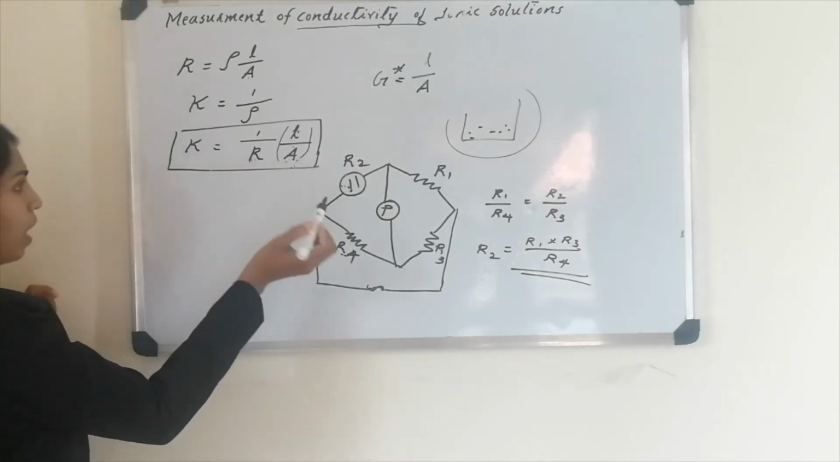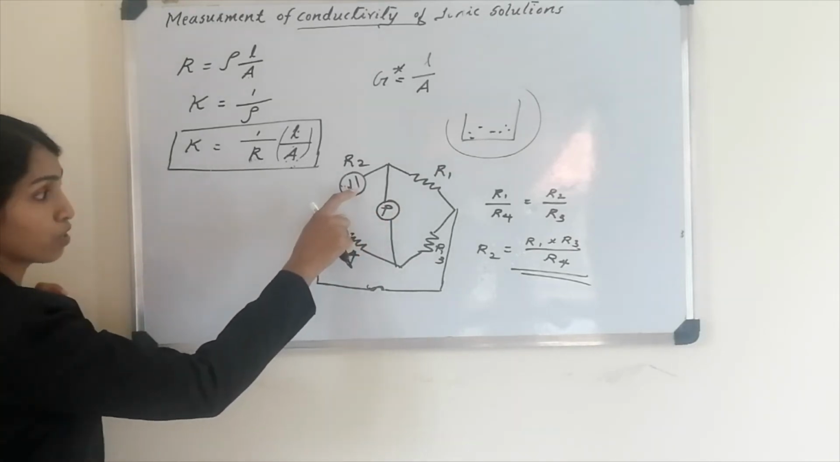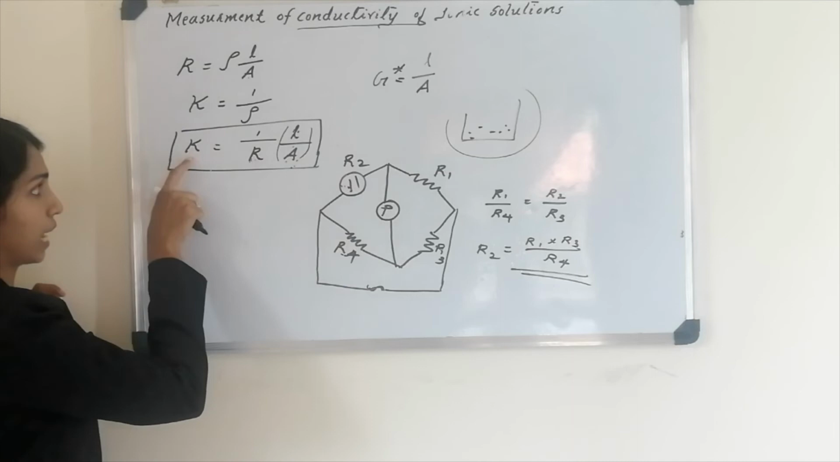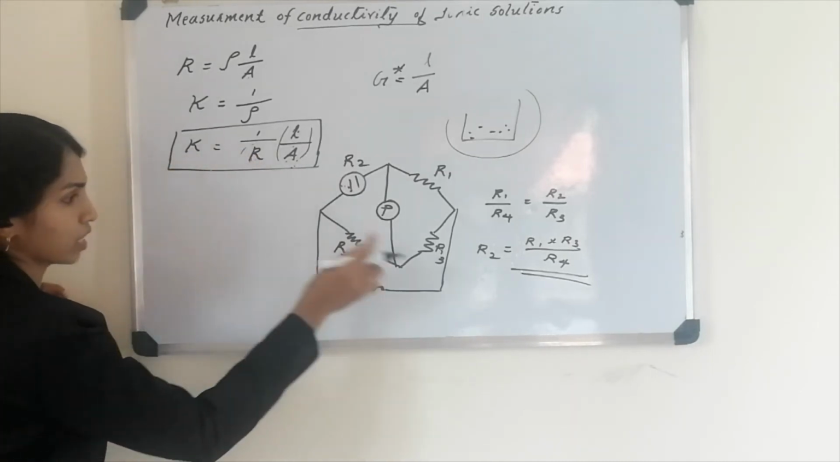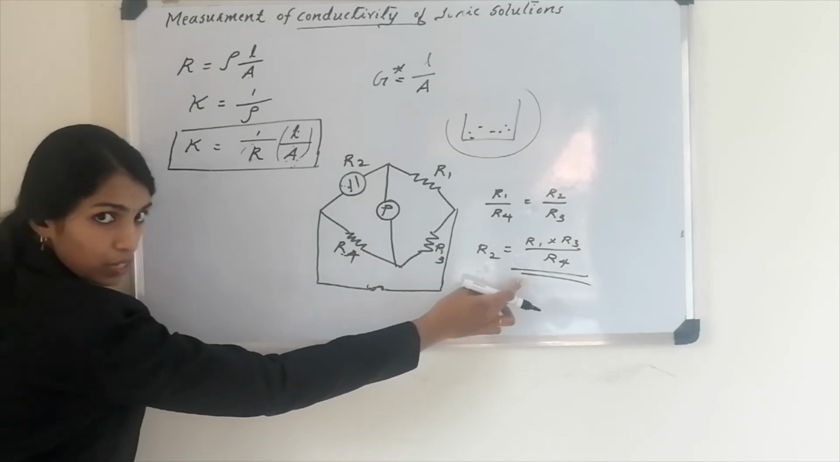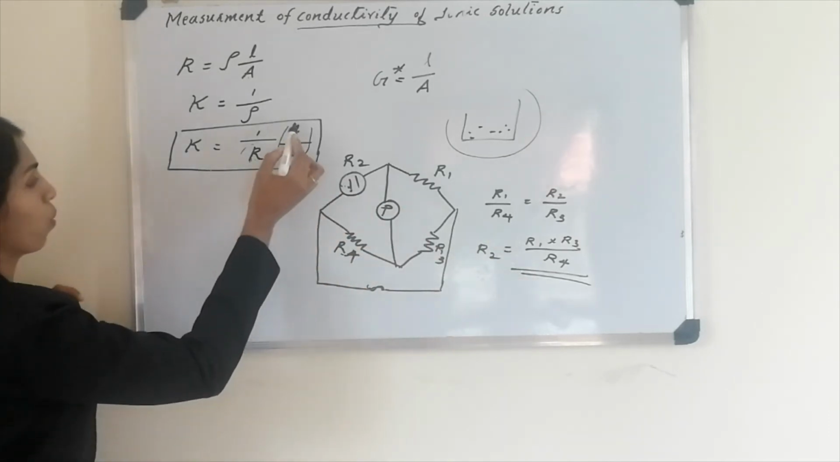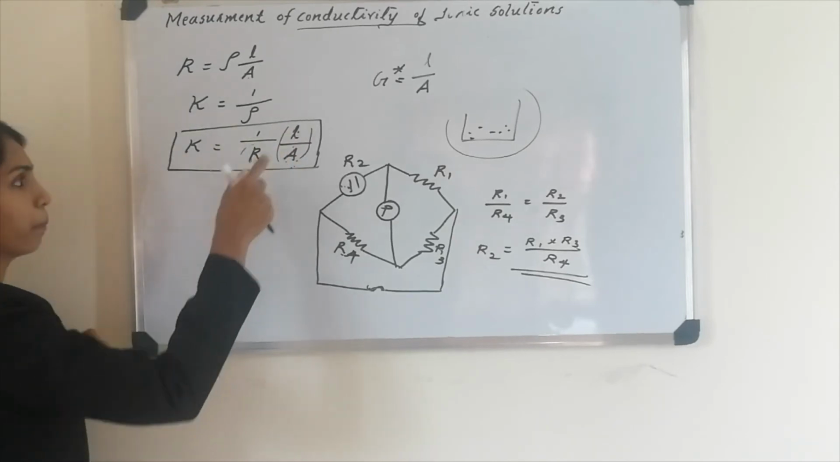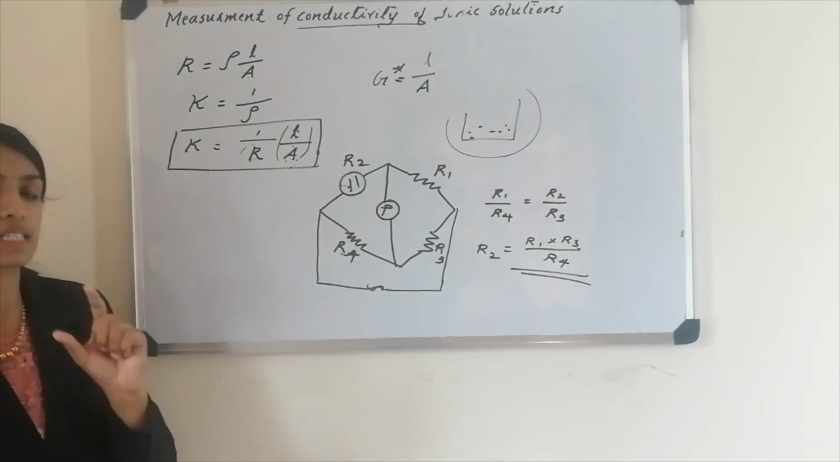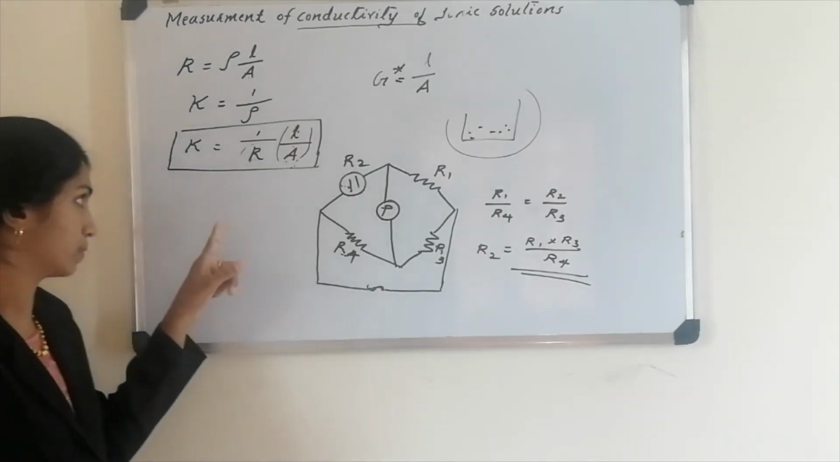So we have the KCl solution whose conductivity value is already known. Now resistance R is measured from this Wheatstone's bridge. Then the only unknown quantity is L by A. From that the L by A value can be calculated. Cell constant value can be calculated.